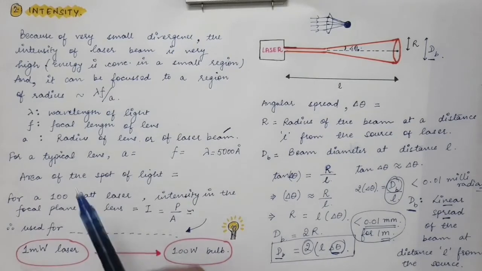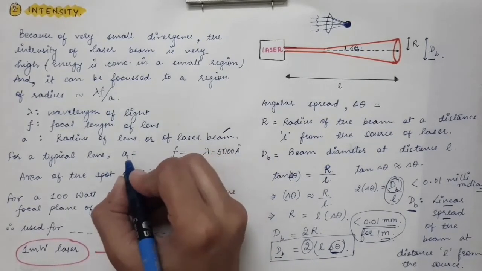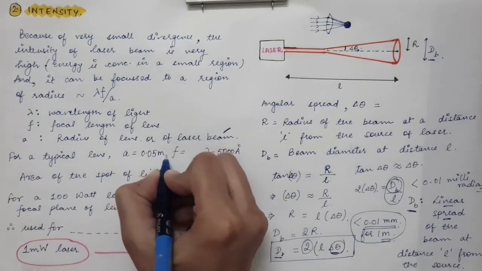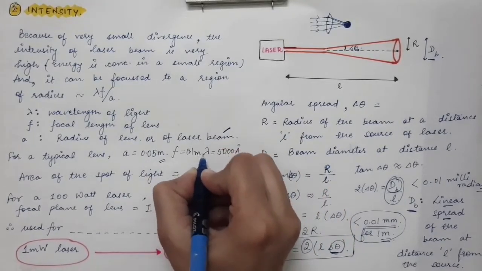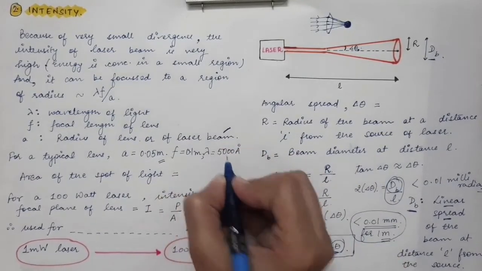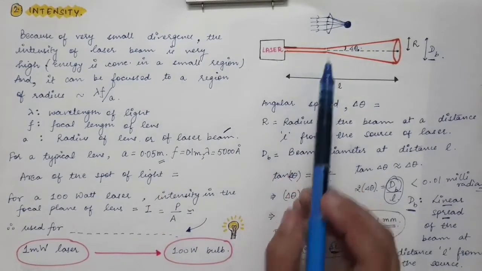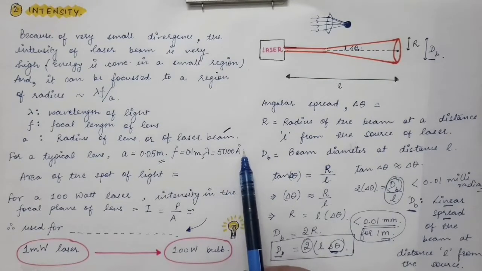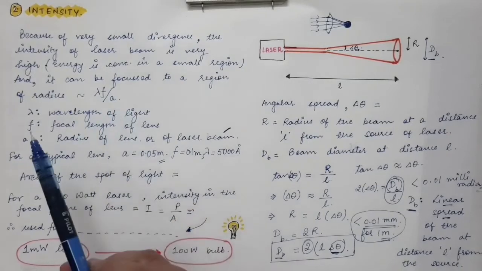Now for a typical lens which will be used, this a is equal to 0.05 meters and the focal length is 0.1 meters. And if we use a wavelength in the visible region, so for the light emitted by this laser, if we assume that it is equal to 5000 angstrom, then in that case the radius of the spot can be calculated.